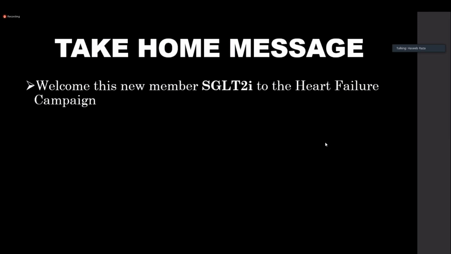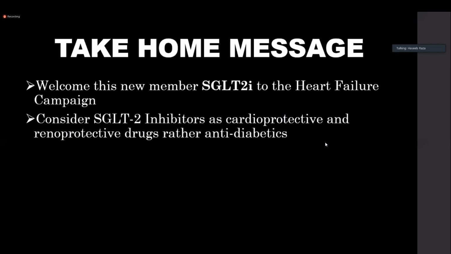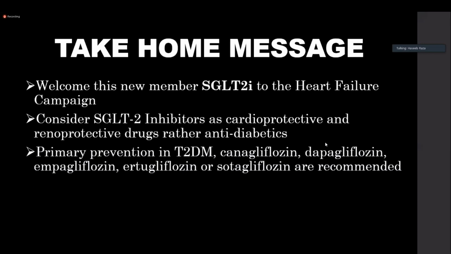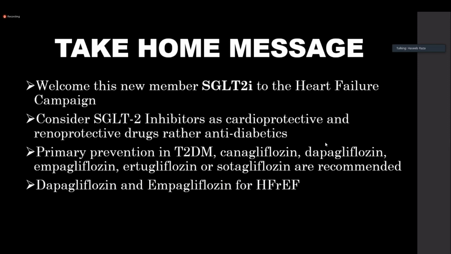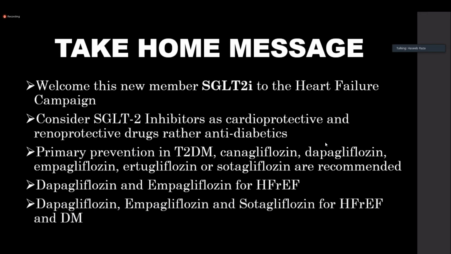So the take home message for all my colleagues, my respected seniors: we have to welcome this very beautiful drug, with mechanistic effects taking control of both the heart failure side and the diabetes side. They have cardioprotective mechanisms, they have renoprotective mechanisms, and for primary prevention in type 2 diabetes mellitus use these drugs. Dapagliflozin, canagliflozin, EMPA, ertugliflozin, and sotagliflozin are recommended. Trials are available for heart failure with reduced ejection fraction for dapagliflozin and empagliflozin. And if the patient has diabetes, use DAPA, EMPA, and sotagliflozin.